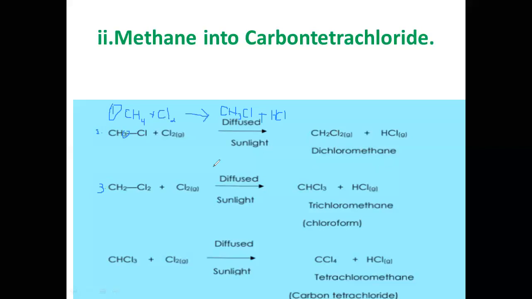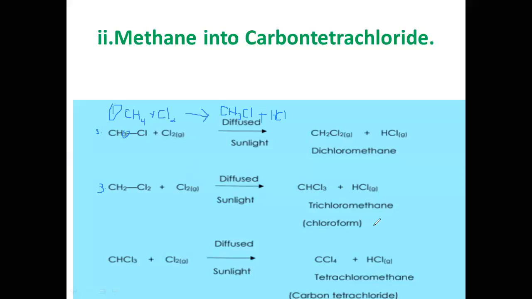Dichloromethane will be the reactant in the third step, and a third molecule of chlorine will react with it. As I told you, the number of hydrogen atoms will go on decreasing, so from 2 it becomes 1 hydrogen, and the number of halogens will go on increasing, from 2 to 3. HCl will form in all the steps. The product HCl is common in all the steps, and the reactant chlorine is common in all the steps.